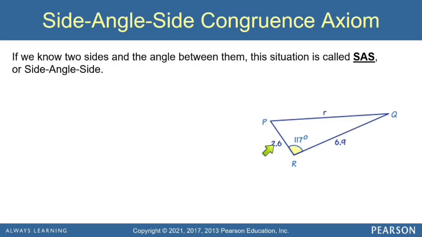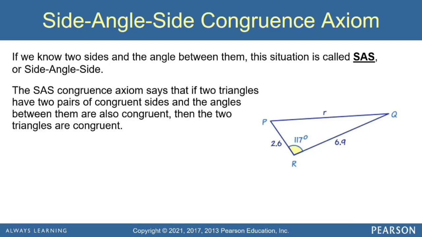So when we know two sides of an oblique triangle and the angle between those two sides, that's called SAS, and you can see why. So the SAS congruence axiom says that if two triangles have two pairs of congruent sides and the angles between them are also congruent, then those two triangles are congruent.